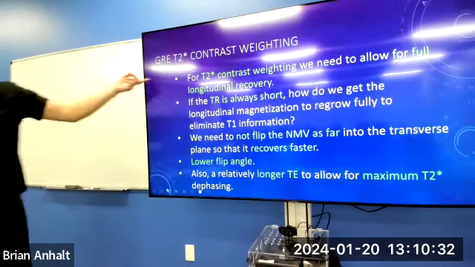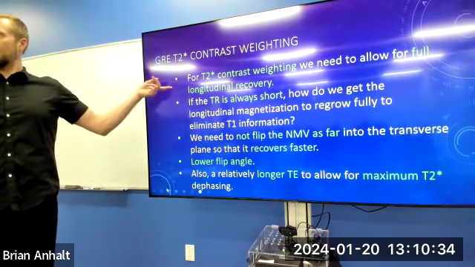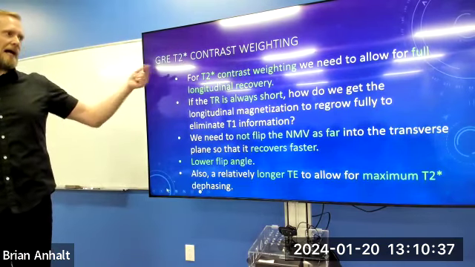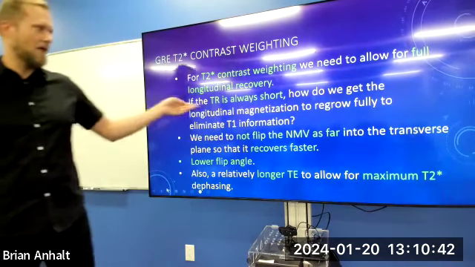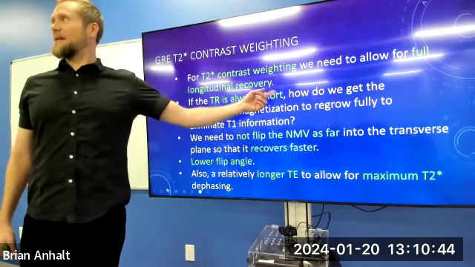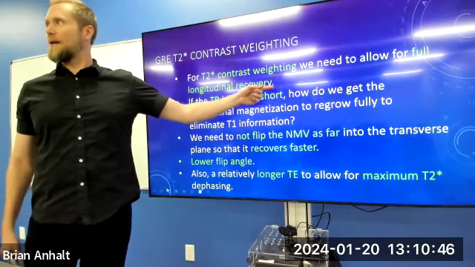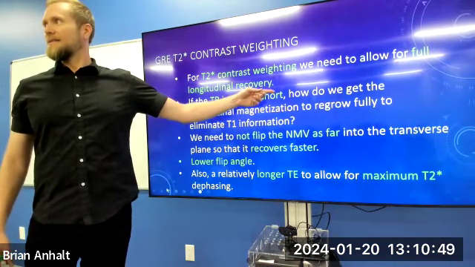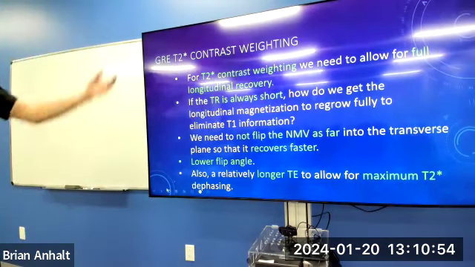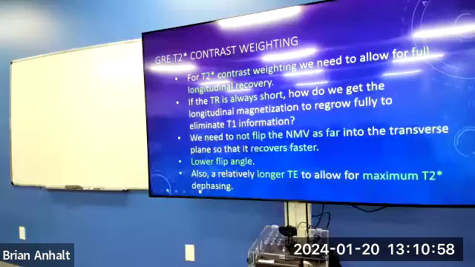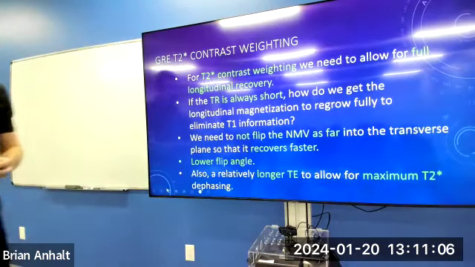For T2 star weighting, we need to eliminate T1 information. How do we do that? We need to allow for full longitudinal recovery. Since the TR is always short, remember, it's not long anymore. We can't have it long. It's a gradient echo sequence. The whole point is to have that short TR. So to compensate for that, to still get full regrowth, we just don't flip it as far. Instead of flipping it all the way down to here, we flip it maybe just to here. And it'll fully recover. Flip it again here, fully recovers in that short TR period.